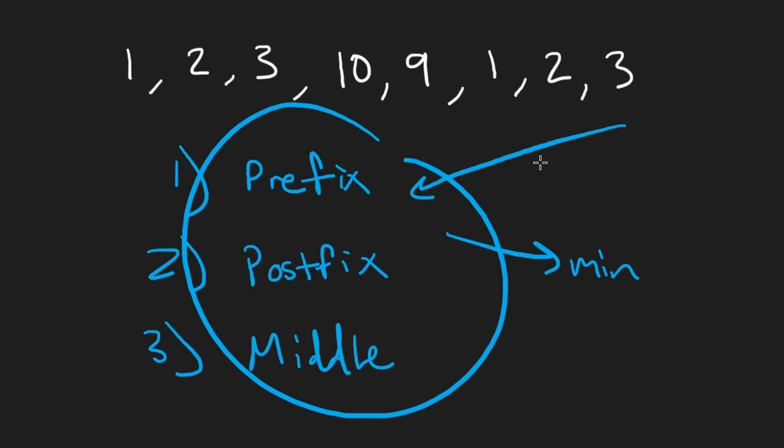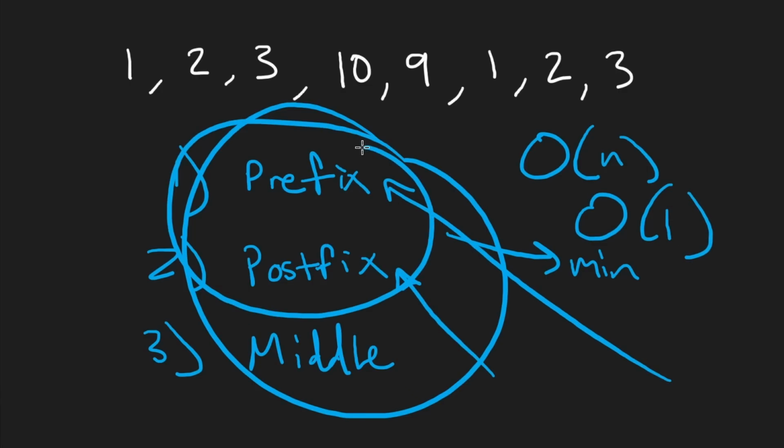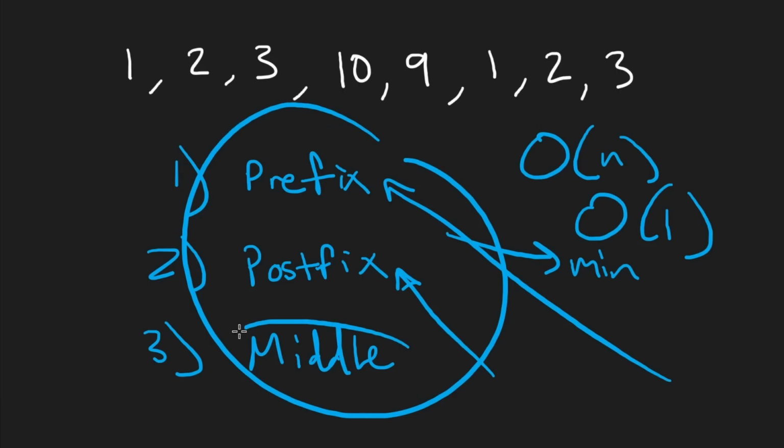If you notice, each of these pieces runs in linear time. We don't need any extra data structures, so it's going to be constant space. Let me just quickly show you how we're going to do each of these. Once I show you each of those, you'll probably see how I'm going to optimize this part.